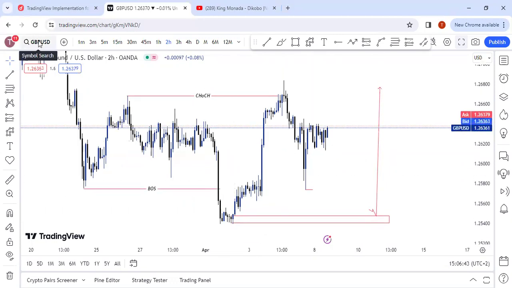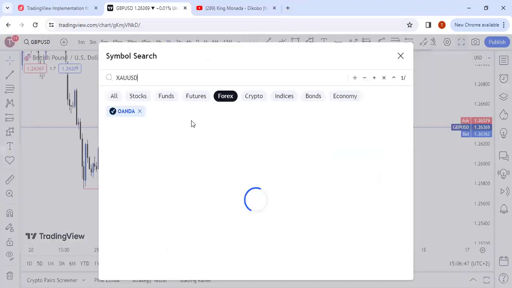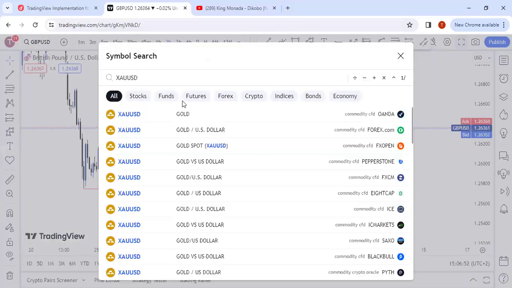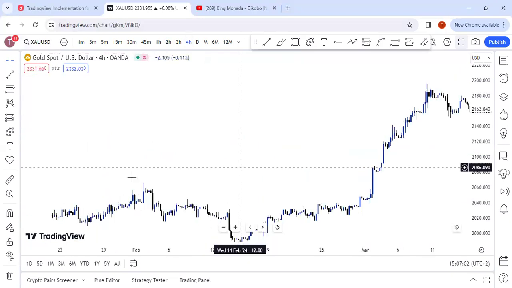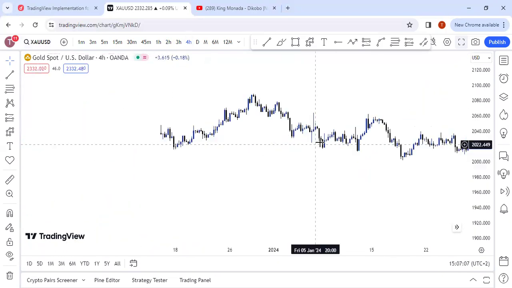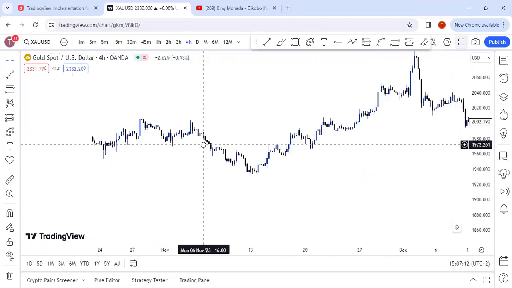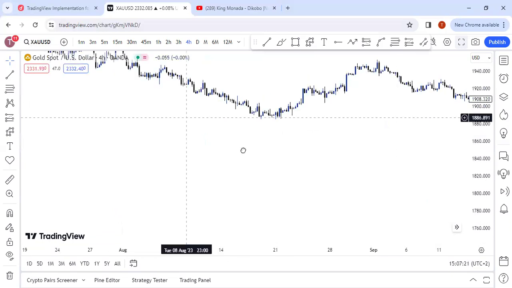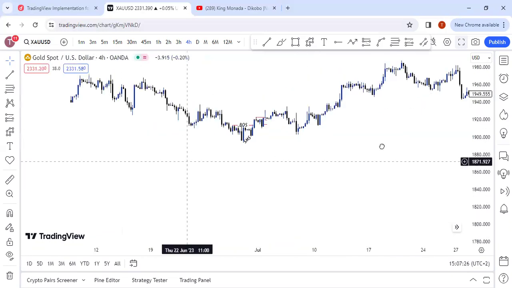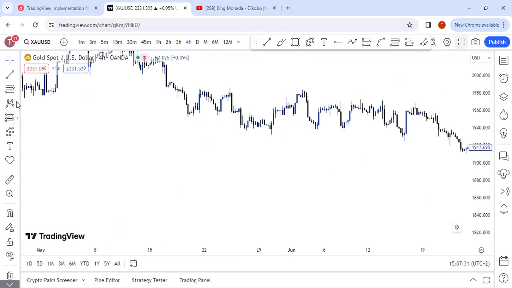And then guys, maybe we can check gold. Let's check gold, guys. One of my favorite pairs. Actually, it is my favorite pair. It is the one that I trade most of the time.